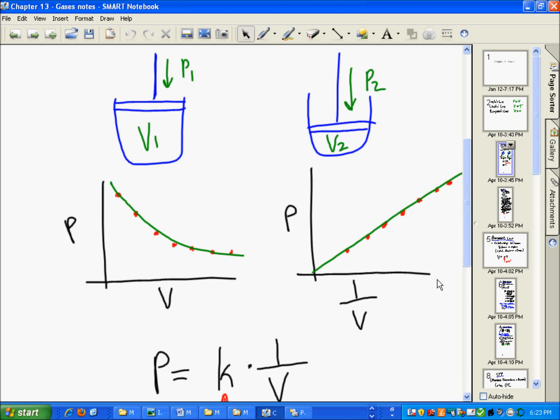So if the volume goes down, I've lost my train of thought.